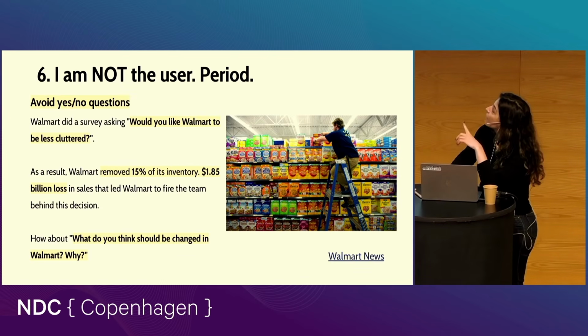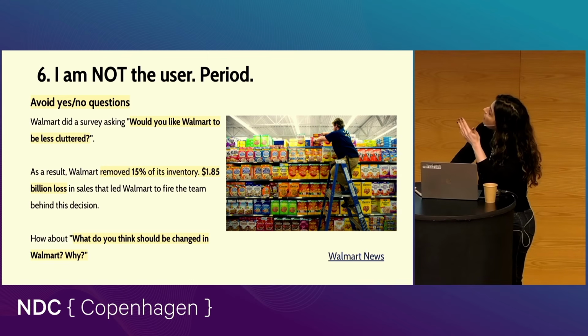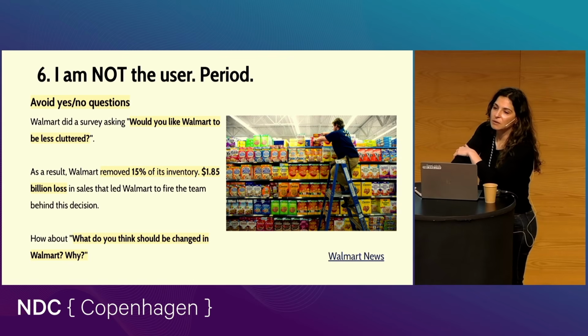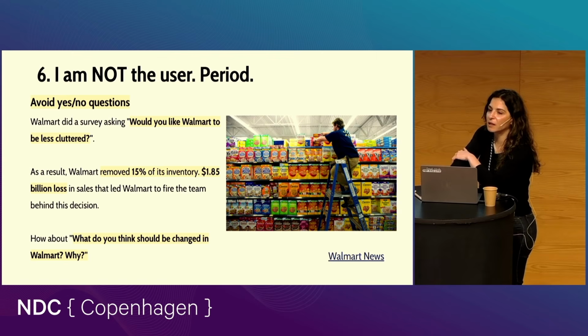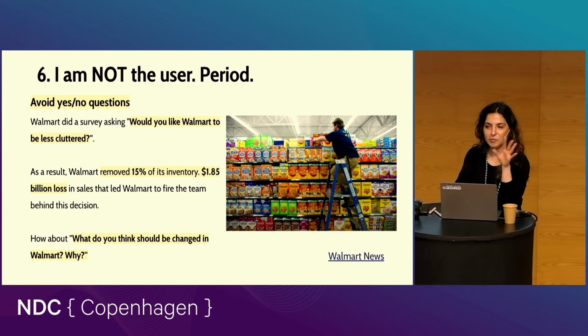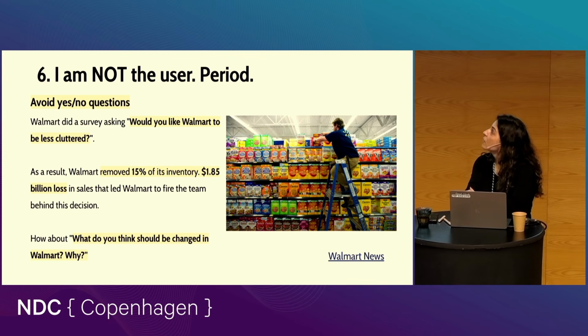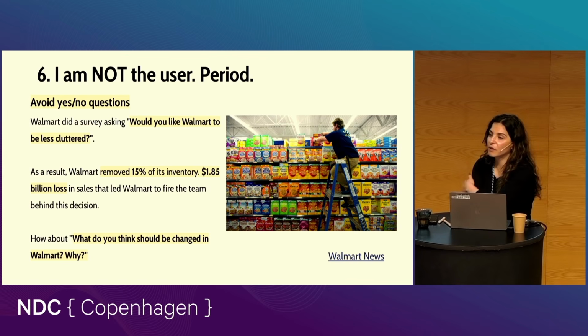And avoid yes/no questions. For example, Walmart did a survey asking, would you like Walmart to be less cluttered? Of course, everyone wants it. And Walmart removed a lot of inventory, and they lost a lot of money. The question should have been, what do you think should be changed in Walmart and why? Not yes/no. With a yes/no question, what would you remove from that? They removed a lot of options randomly, and they started to lose money. So closed questions should be specific to a situation, not for everything. Otherwise, you won't have any context, any clue about how to improve the experience.